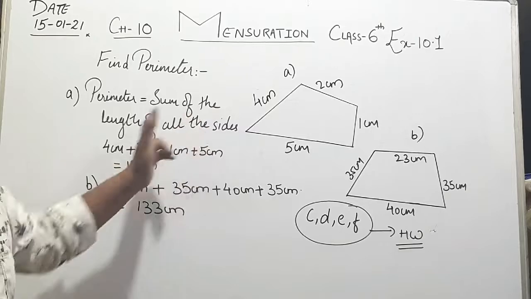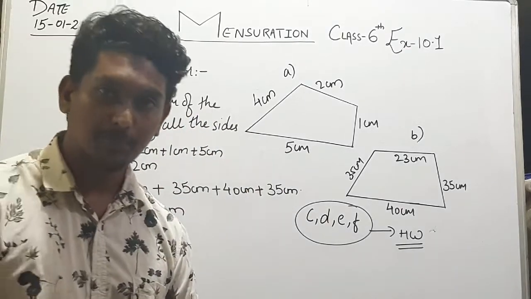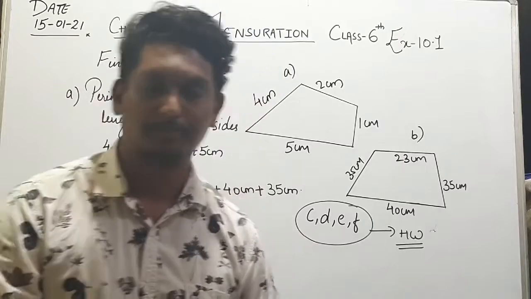Perimeter is equal to sum of the length of all the sides. You have to write it and you have to add all the numbers. Hope it is clear to you. Just go through it.